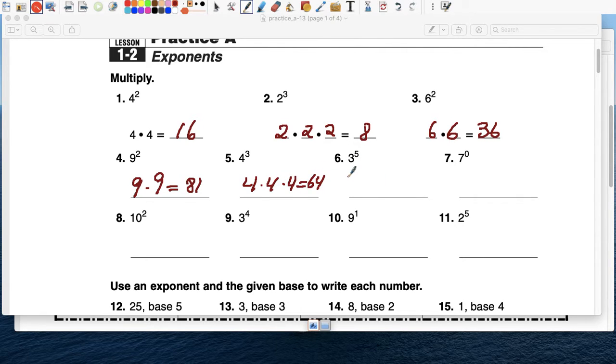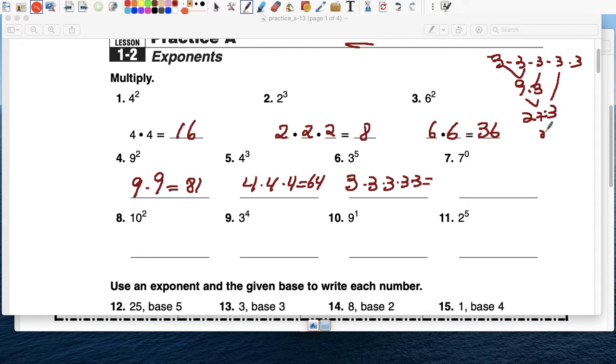3 to the 5th power, oh my god, 3 times 3 times 3 times 3 times 3. Let's see, I'll do it over here for you guys. 3 times 3 is 9. 9 times 3 is 27. 27 times this 3, 81. And 81 times the last 3 is 243.